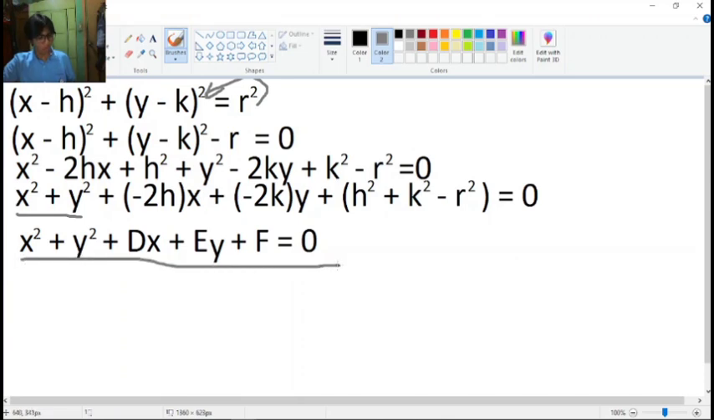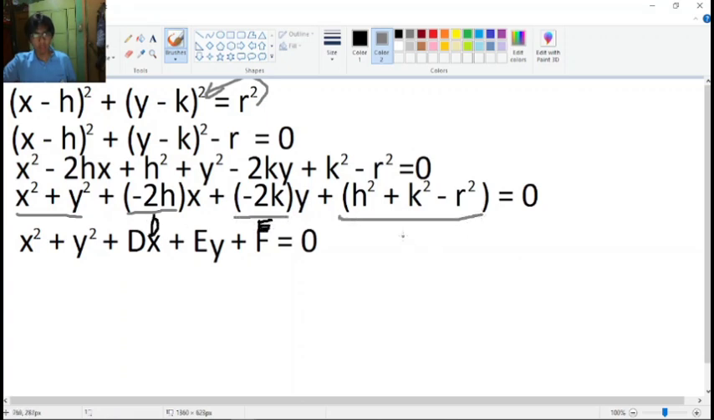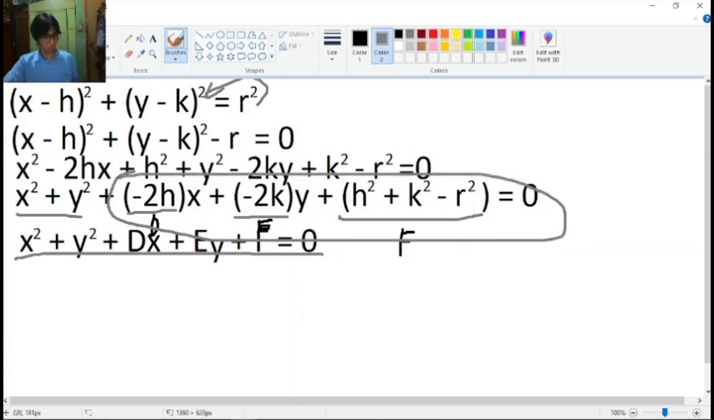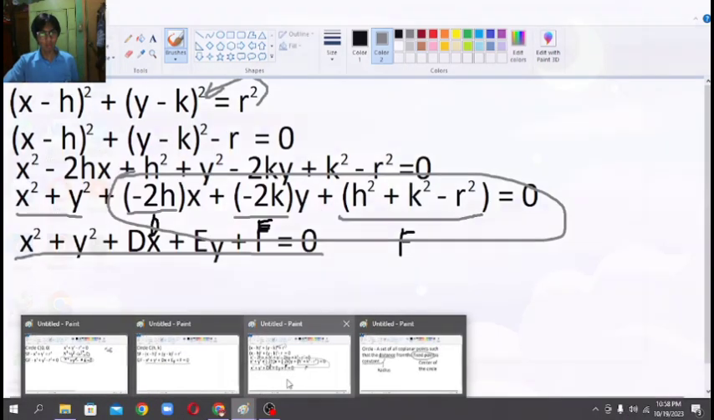So how did we get here? Basically we just give them symbols. Negative 2h is d. Negative 2k is e. And this long line is f. So when solving for the general form, you simply need to substitute d, e, and f with these. Yeah, that's it. So I think now we can start solving.